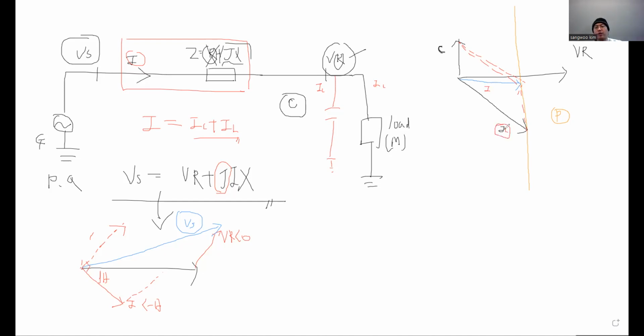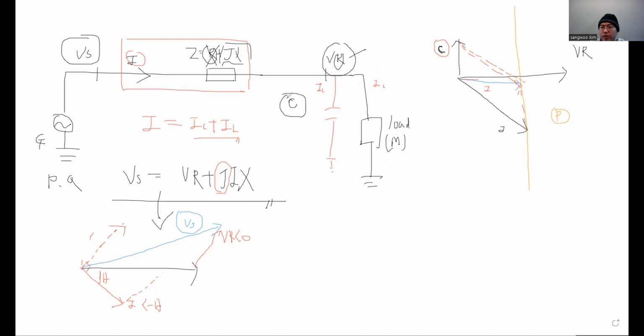So what I mean is, since we added the capacitor, the I is decreased. The magnitude of I itself is the distance, you know what I mean? The length is shorter than this, right? Because before we didn't add this capacitor, I is the same, right?